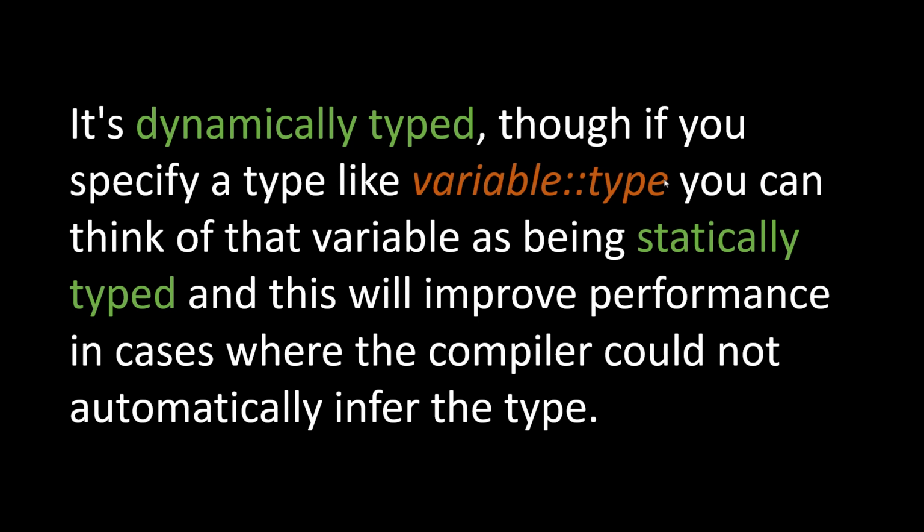Julia is actually a dynamically typed language, though if you specify a type like variable, double colon type, you can think of that variable as being statically typed, and this will improve performance in cases where the compiler couldn't automatically infer the type.